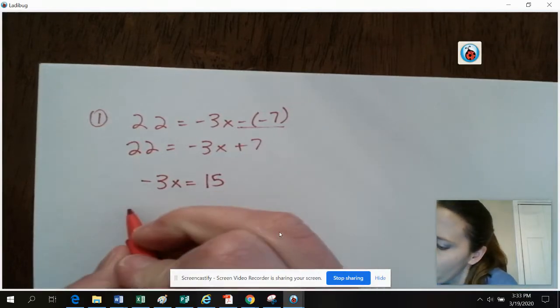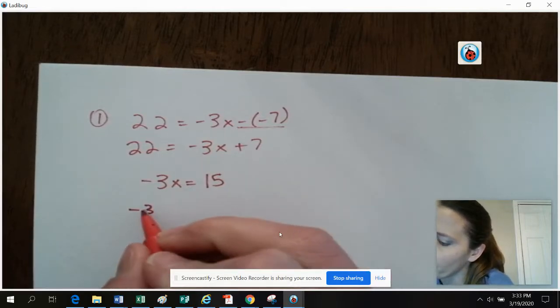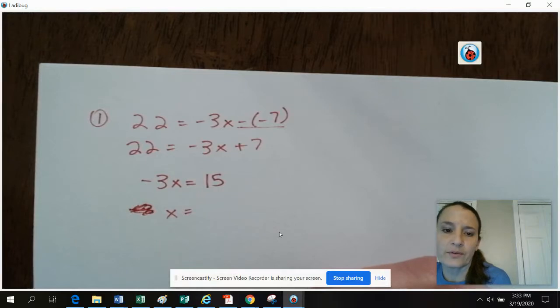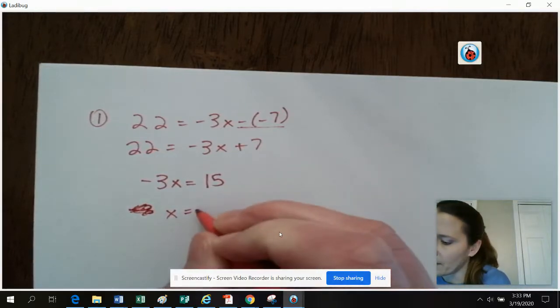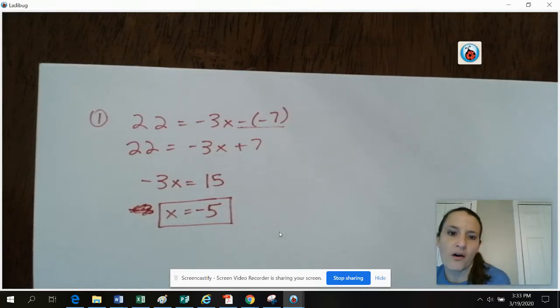All right, well, what number times, let me just rewrite this. What number times negative 3 equals 15? That would be negative 5. So my solution is x equals negative 5. Now, it's not always that easy. So we're starting off with the easy ones.